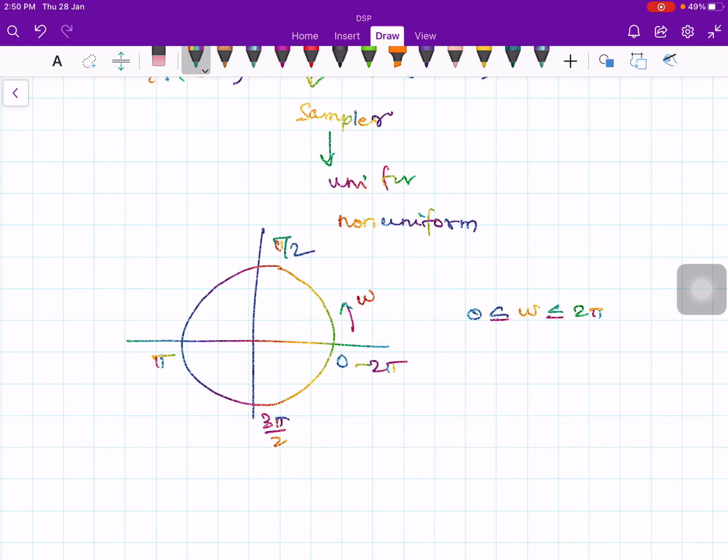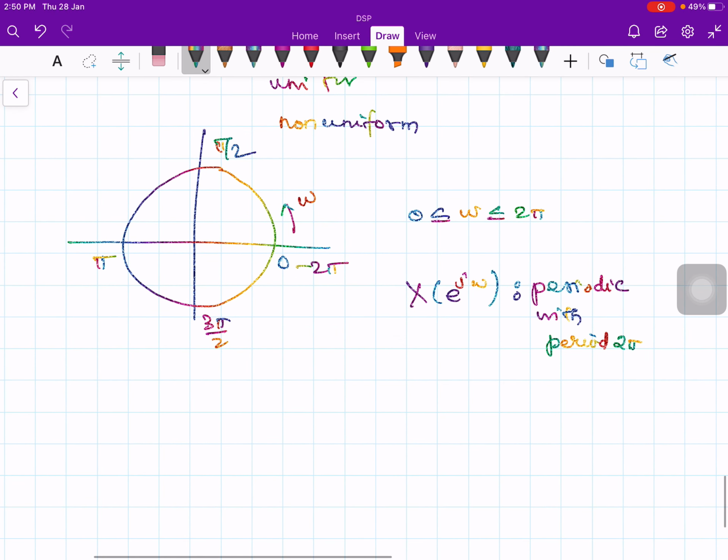Why do we need to consider this range? Because we said capital X e to the j omega, the DTFT, is periodic with period 2 pi. So within one period, if I take capital N number of samples, then I should take samples at every 2 pi by N.